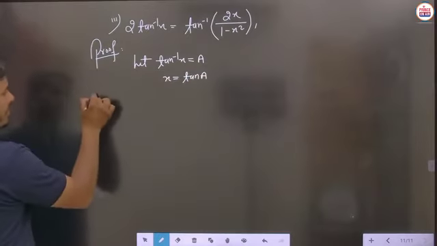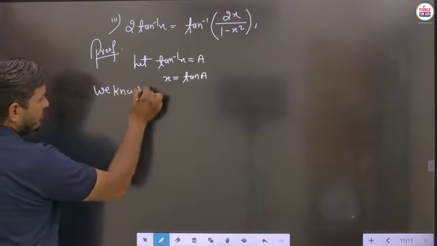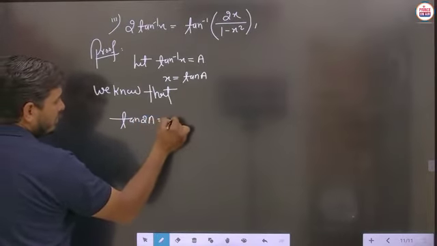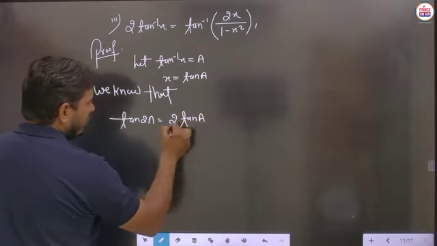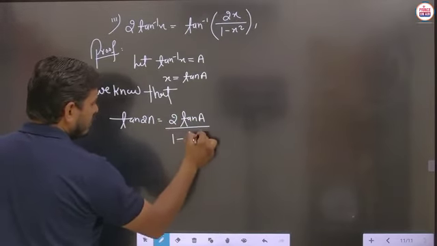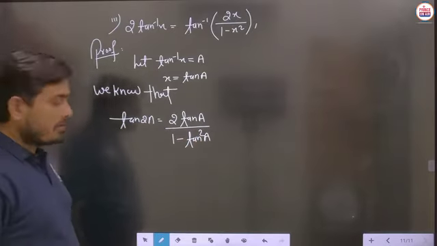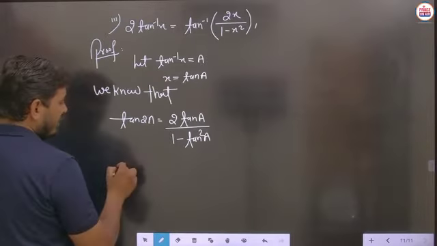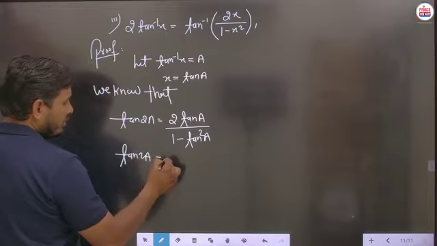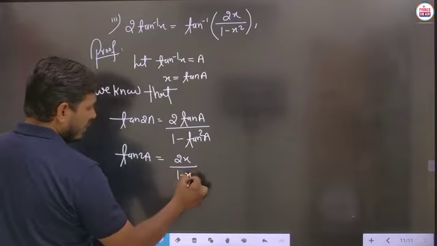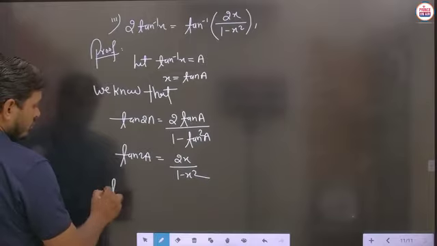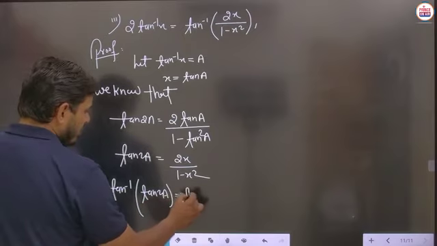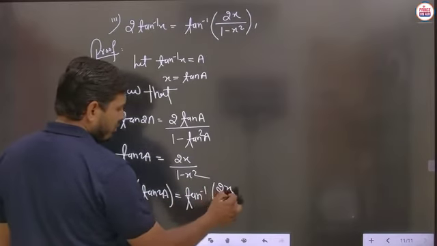No problem. Now we know that tan 2A is what? This should be written as 2 tan A divided by 1 minus tan square of A. Now what is tan A? That is x. So you can write here tan 2A as 2x upon 1 minus x square. Now taking the inverse on both sides, you can write tan inverse of tan 2A will become tan inverse of 2x upon 1 minus x square.